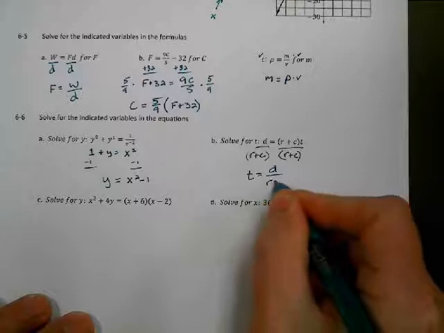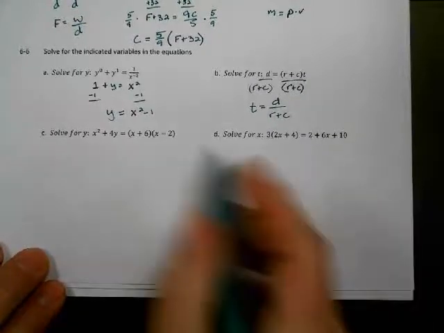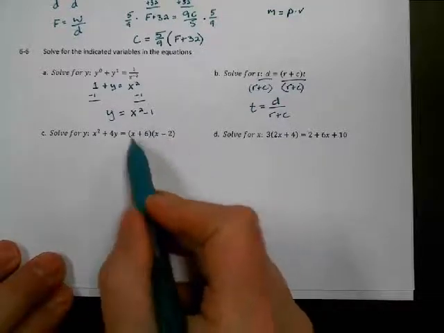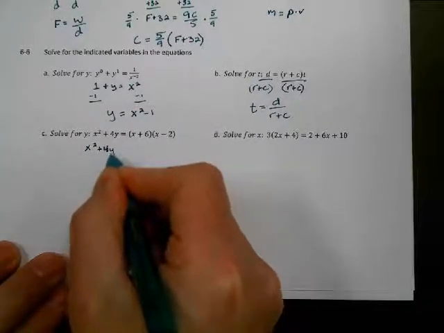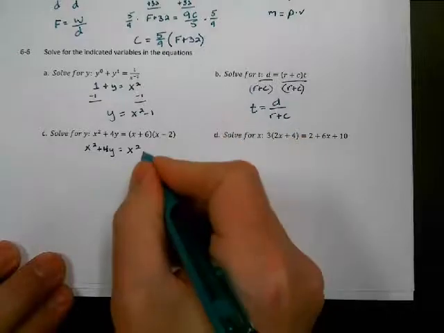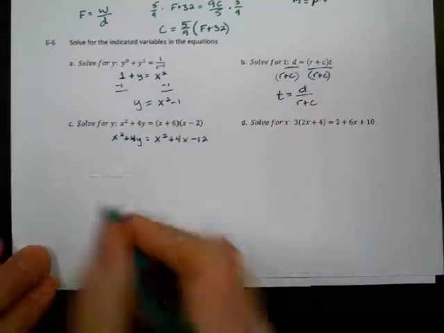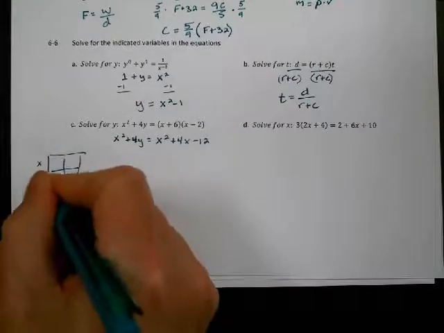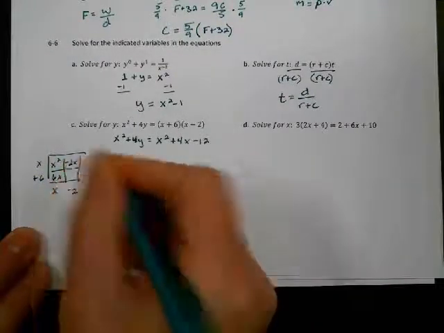Next one. Okay, so here we've got two binomials being multiplied. So I should probably multiply that out first. So over here I've got x squared plus 4y equals x plus 6 times x minus 2. I should get x squared plus 4x minus 12. And basically I was just doing in my head the area model that we learned before, where we had x plus 6 over here and then x minus 2 over here. This is x squared, 6x, negative 2x, and negative 12. And these two are where I'm getting this 4x from.